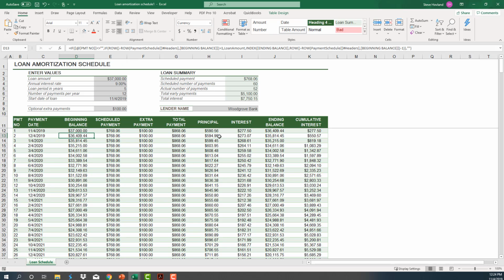So here is the balance as of this period. After that first payment, principal payment, this is what you owe. This is what you owe. So on and so forth. So this is what an amortization schedule will do.